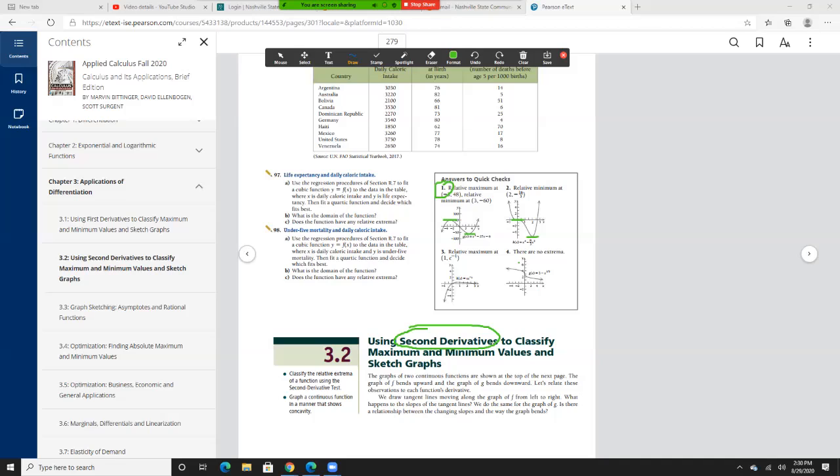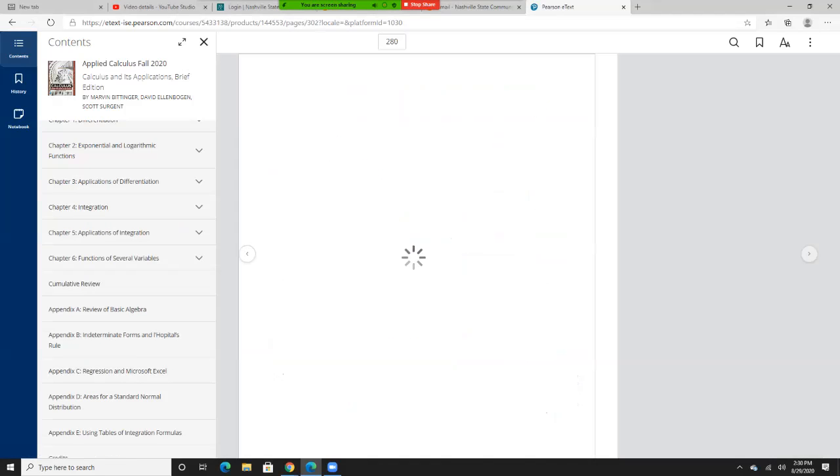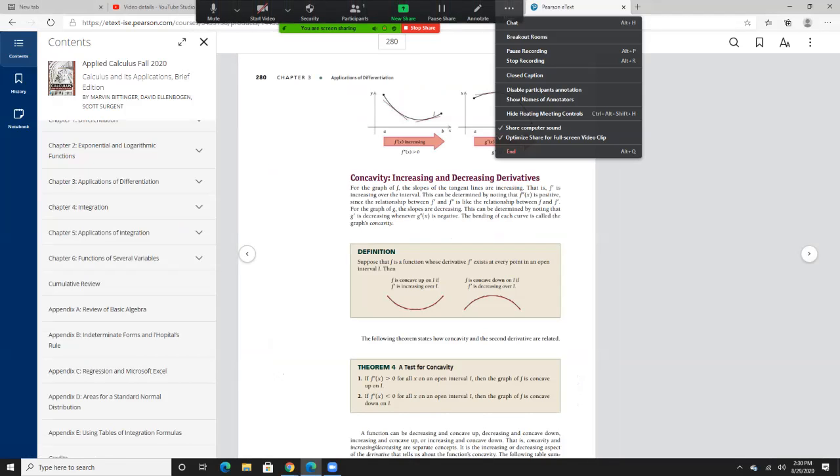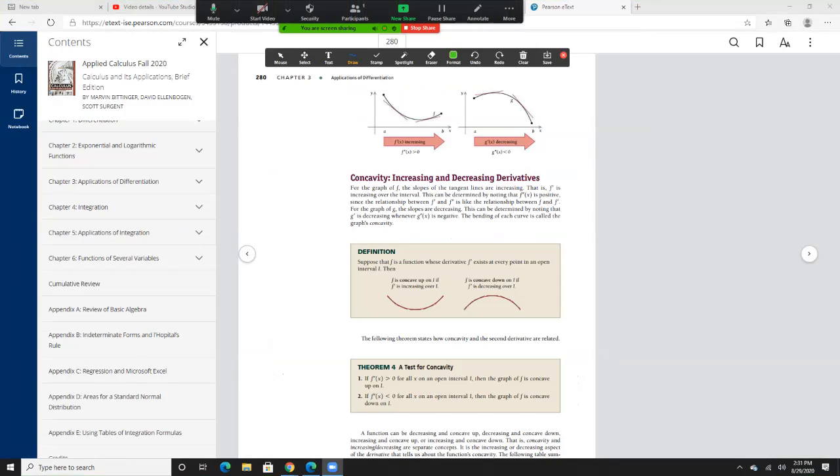So therefore, we can use the first derivative to get a general idea of what a graph looks like. And in the second part, we're going to see the power of the second derivative to determine the shape of a graph as well. I'm going to go ahead and switch over to the next page here. Just as a sort of review, let's talk about these two graphs at the top of the page here.